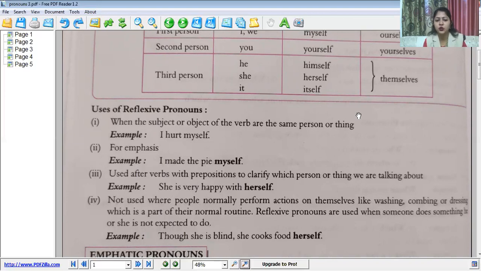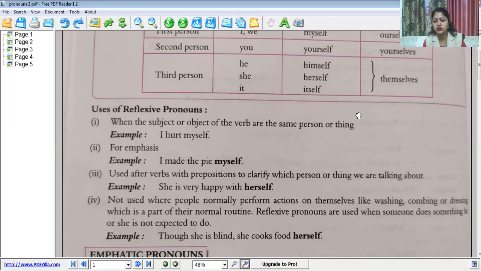It is used after words with prepositions to clarify which person or thing we are talking about. She is happy with herself. Okay. Here you can't use ourselves and themselves. She is happy with herself. And where it is not used, let's see, not used where people normally perform actions on themselves like washing, combing, or dressing. I am combing my hair myself. So you will not use it like that. Okay, washing, dressing, which is a part of their normal routine.